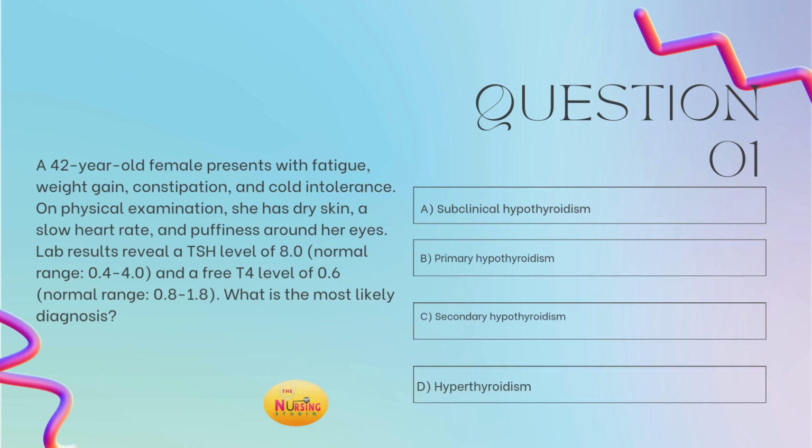Question number one states a 42-year-old female presents with fatigue, weight gain, constipation, and cold intolerance. On physical examination, she has dry skin, a slow heart rate, and puffiness around her eyes. Lab results reveal a TSH level of 8.0. The normal range is 0.4 to 4, and a free T4 level of 0.6. Normal range is 0.8 to 1.8. What is the most likely diagnosis? Is it A, subclinical hypothyroidism, B, primary hypothyroidism, C, secondary hypothyroidism, or D, hyperthyroidism?